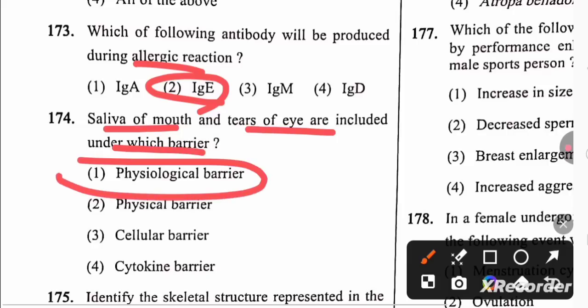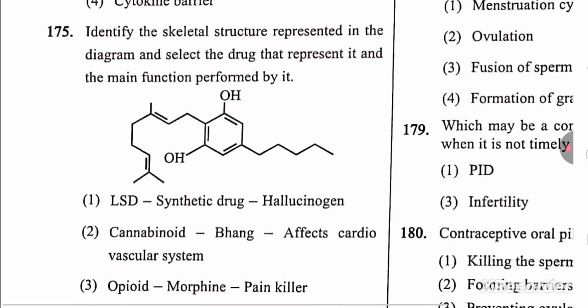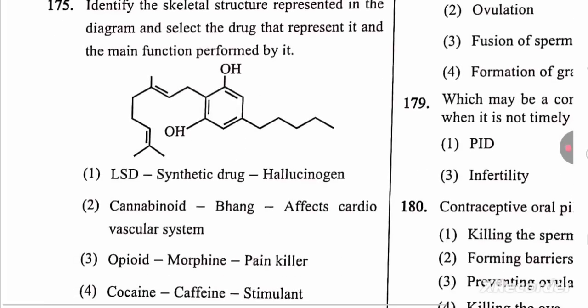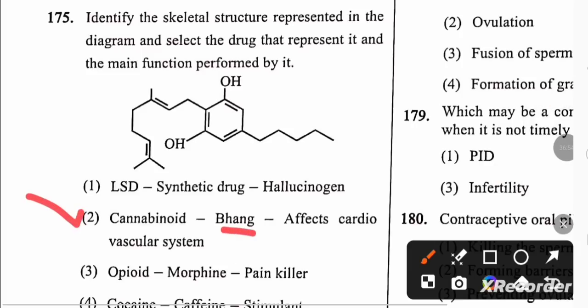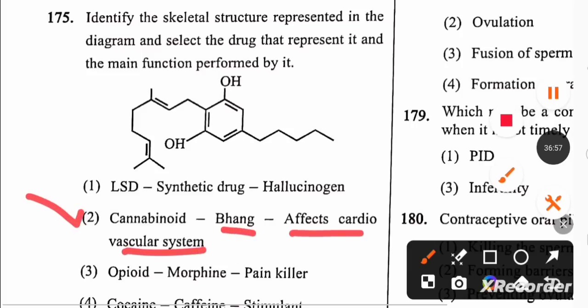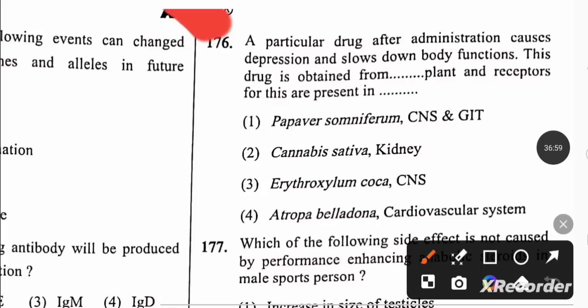They have given one skeleton structure represented by a diagram and asked to select the drug that it represents and the main function performed by it. So the given skeleton is of cannabinoid. It is also called bhang. It affects the cardiovascular system. Another question from human health and disease. A particular drug after administration causes depression and slows down the body function. This drug is obtained from Papaver somniferum plant and receptors for this are present in the central nervous system and in the GIT. Option 1 is the right answer for this question.